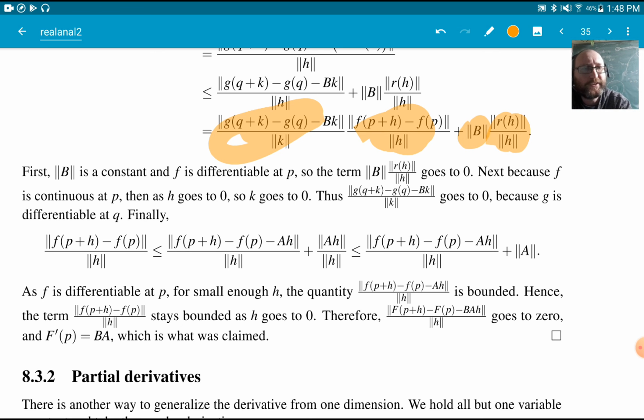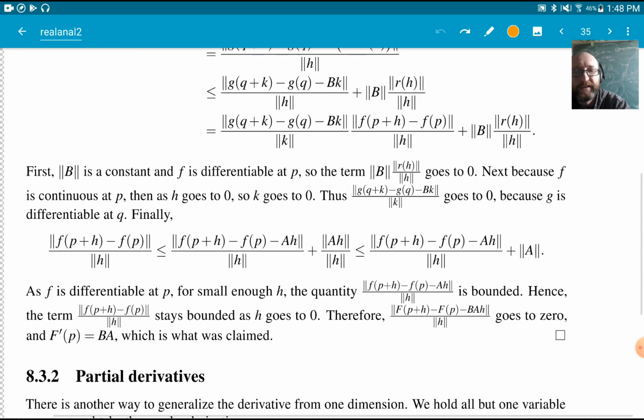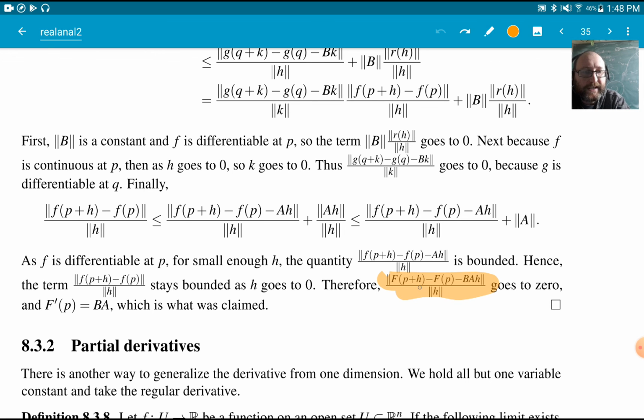Same thing over here. That goes to 0, meaning that this guy went to 0. What did that mean? That meant precisely that the derivative of capital F at P was B composed with A, which is what we wanted.